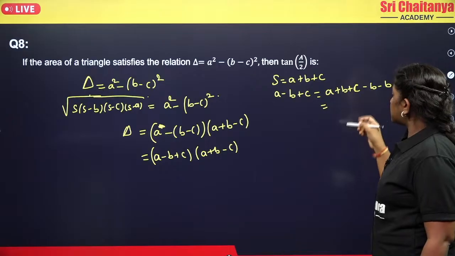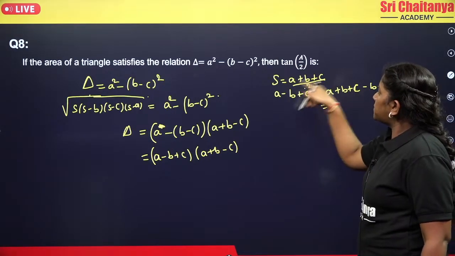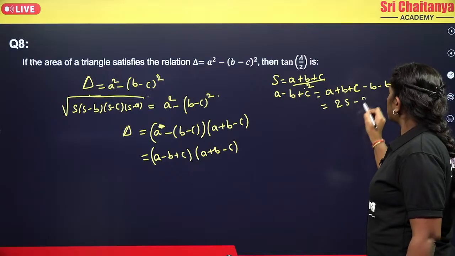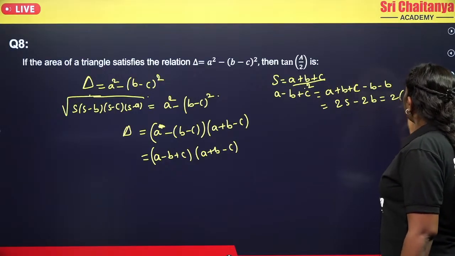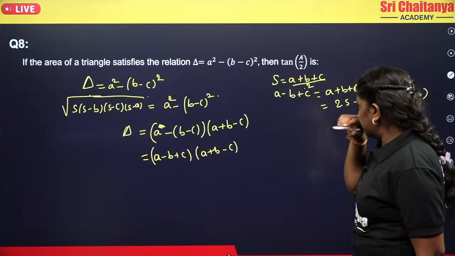So a plus b plus c will become, a plus b plus c by 2. So now a plus b plus c will become 2s minus 2b. So taking 2 common, 2 into s minus b. Okay, now moving to the next.